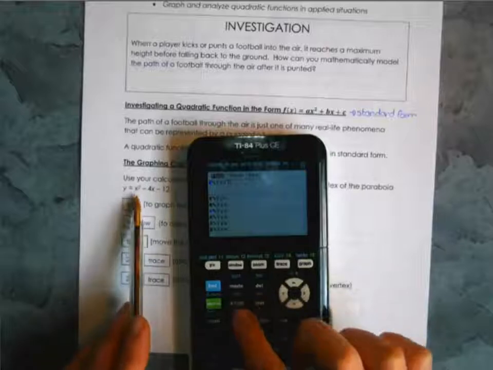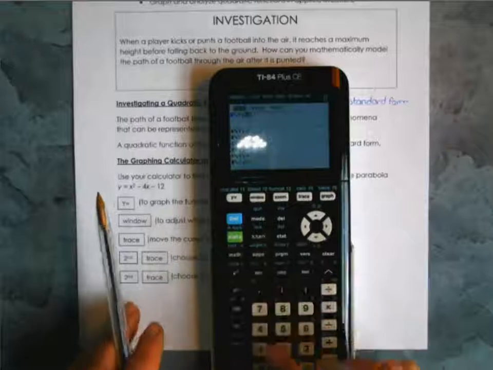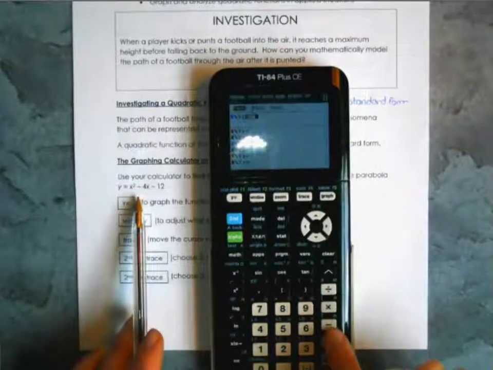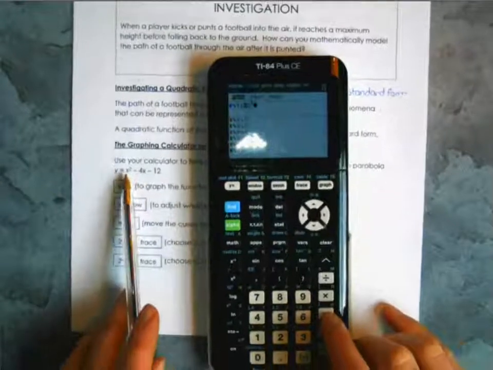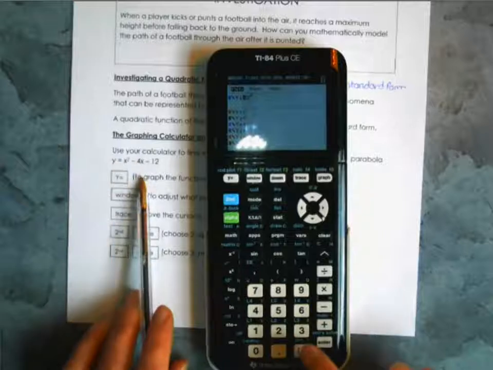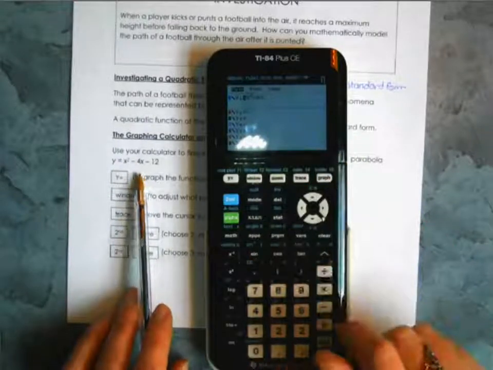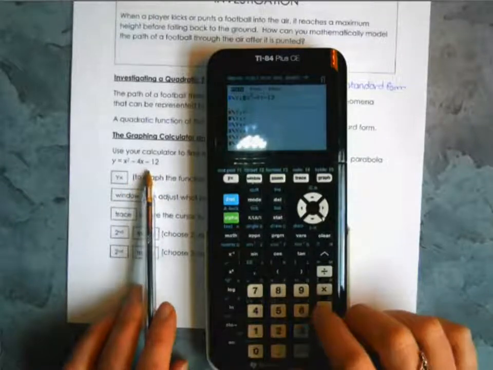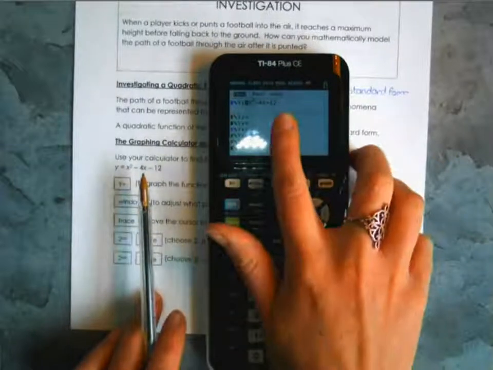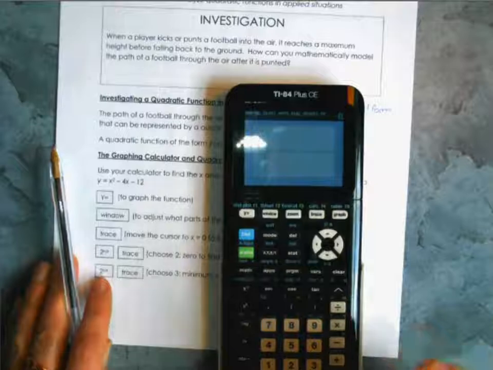So if it's x squared, remember this is the button you use for x. I'm just going to bump that up a little bit in the screen here. So x squared, and then minus. Again, I think I mentioned last time, make sure that you're using the minus button, not the negative button for this one. So minus 4x minus 12. Now we have our equation entered into our calculator, and we can go to the graph.